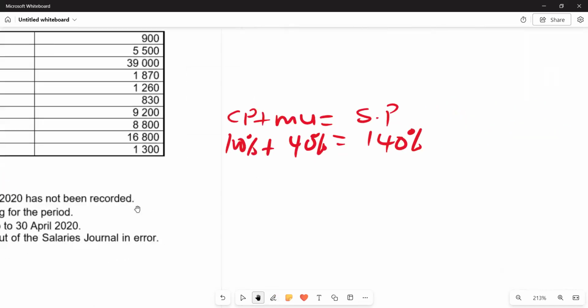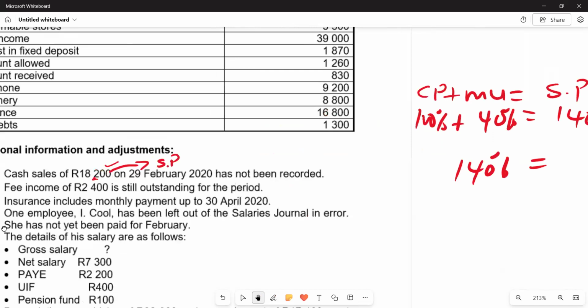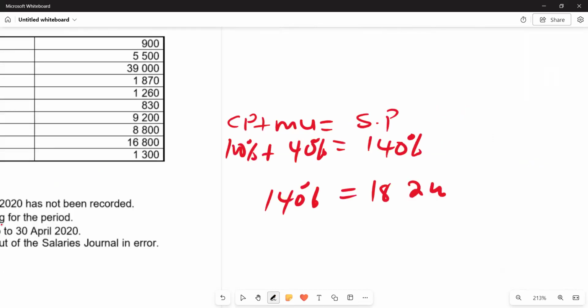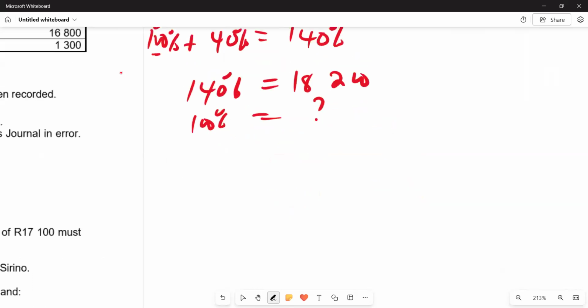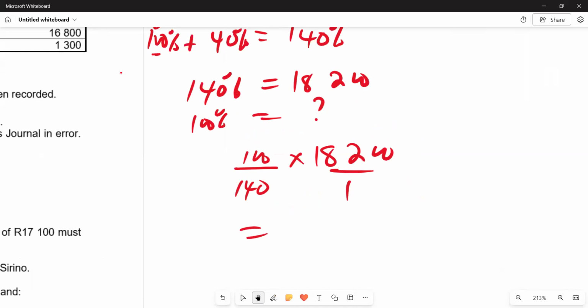So we are saying 140%, which is the selling price, is equal to 18,200. So the figure that we are looking for is 100%, which is the representation in terms of proportion of cost price. So this is the figure that we are looking for. Calculating it now, remember what we don't have is 100%, it becomes the numerator. What we have is 140% becomes the denominator. Then we multiply by the given figure, which is 18,200 over 1. So we say 100 over 140 times 18,200, and you see that we are going to get an amount of 13,000.